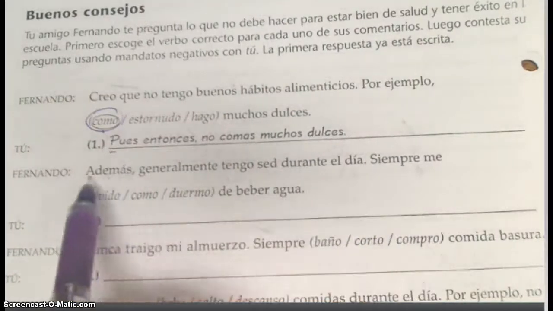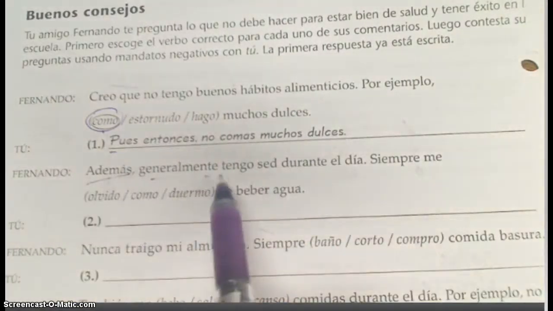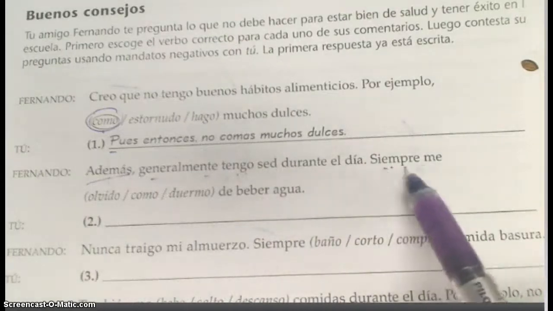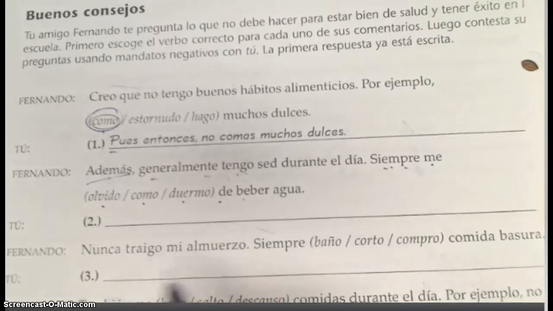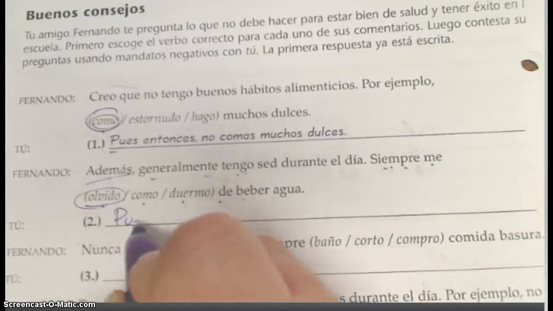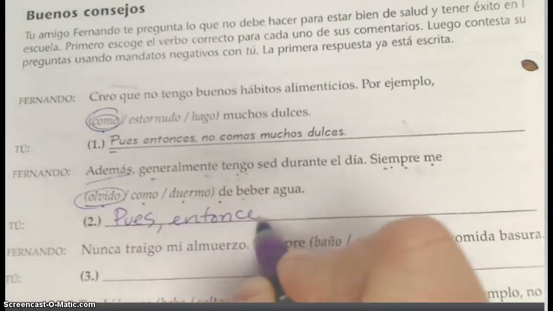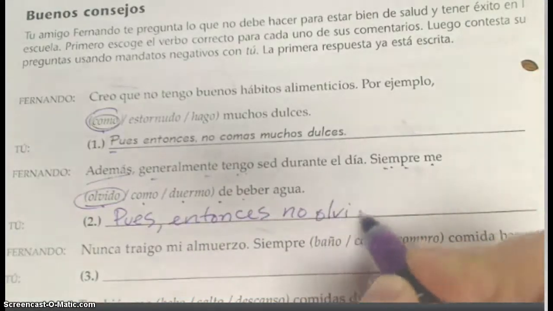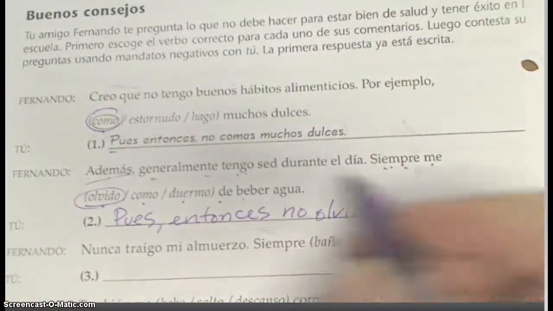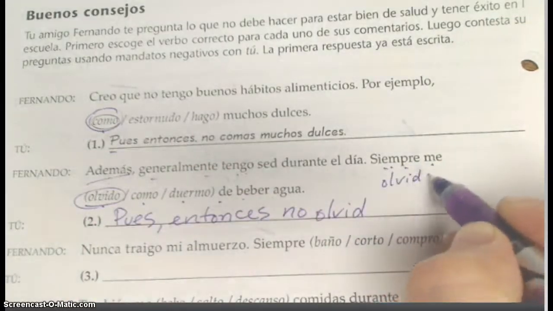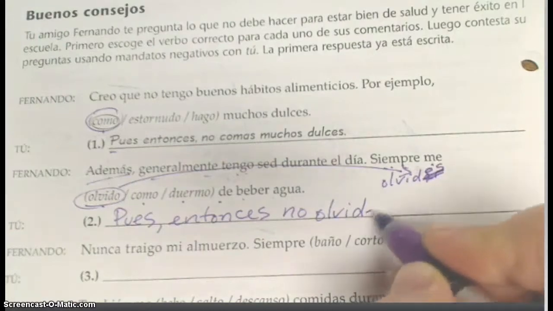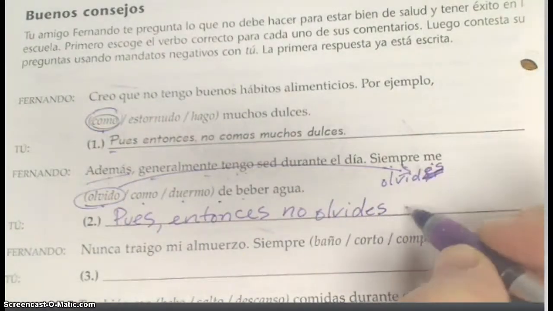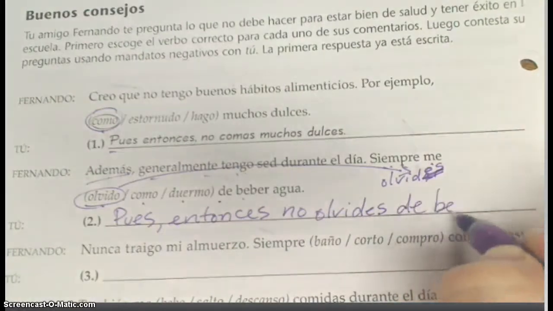Also, in addition to that, generally I am thirsty during the day. I always forget to bring agua, to bring water. I always forget. Pues, entonces, no olvido is what I would put. Then instead, it's an olvidar. You have to know what the infinitive of the verb that you chose was. It's olvidar, so I'm going to take off that AR ending. The yo form is normal, so I don't have to worry about that. I'm going to add es. Olvides de beber agua. So don't forget to bring water then.